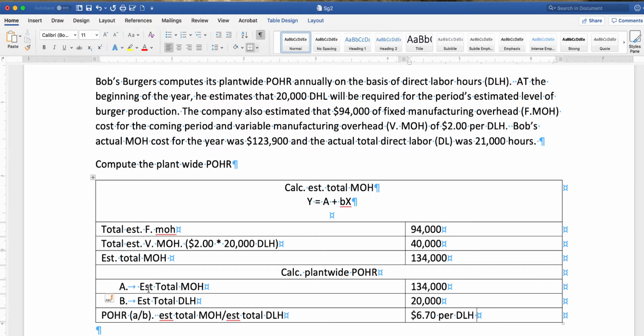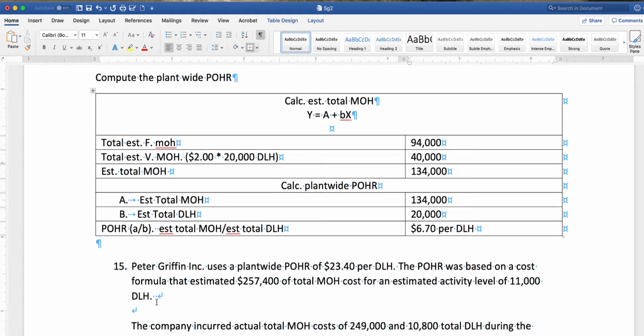Okay. Problem didn't ask us to apply it. Problem asked us, how do we calculate the predetermined overhead rate? That was 14. Now let's look at 15.